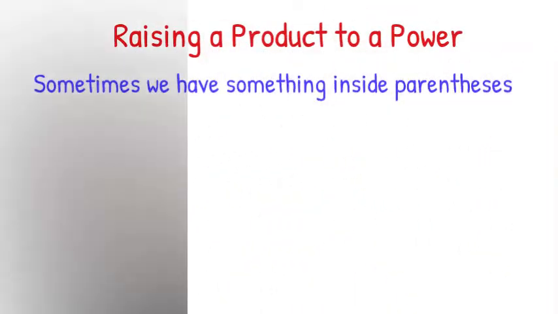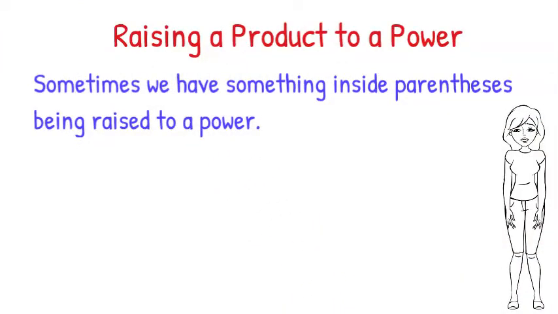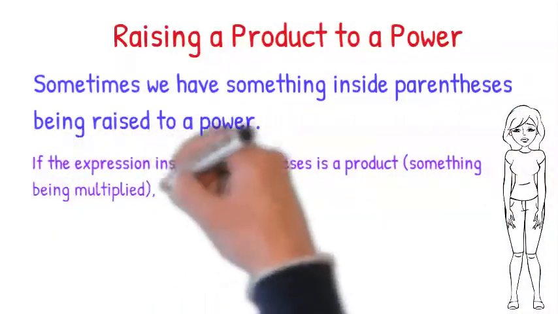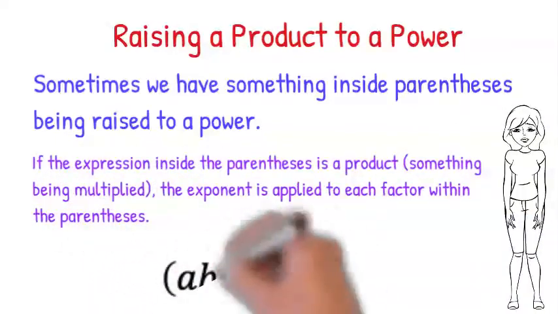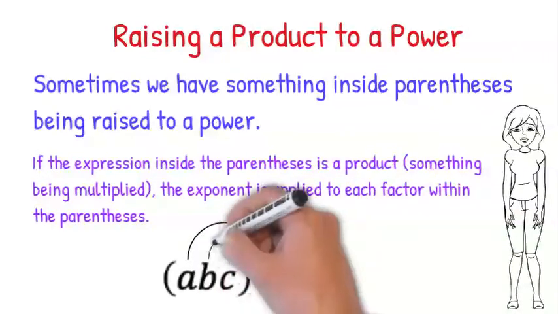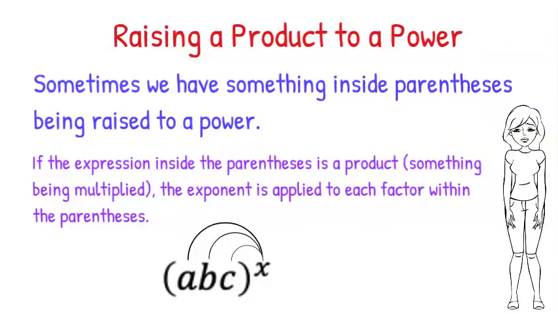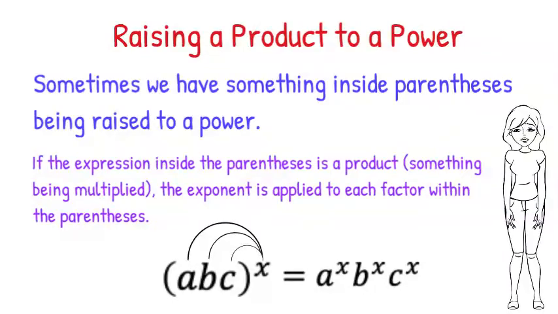Raising a product to a power. Sometimes we have a product, or something that is being multiplied, inside parentheses with an exponent following it. When this happens, the exponent is applied to each factor within the parentheses. So if we had something like a times b times c in parentheses raised to the x power, we would just raise each of those factors to the x. The quantity a, b, c to the x equals a to the x times b to the x times c to the x.